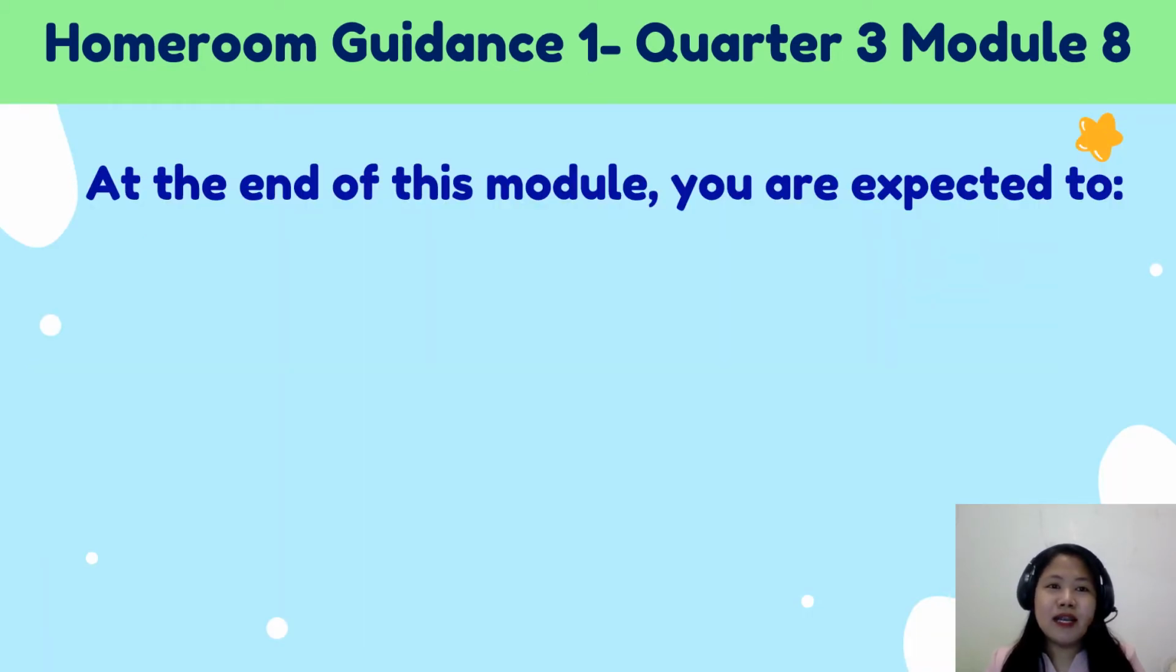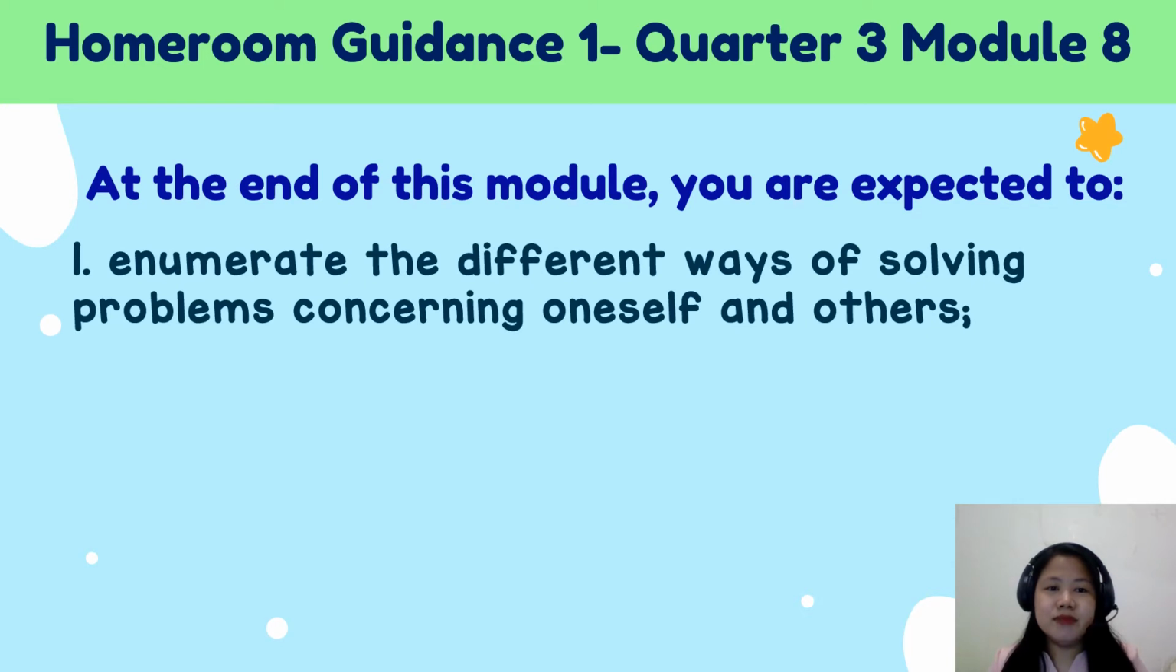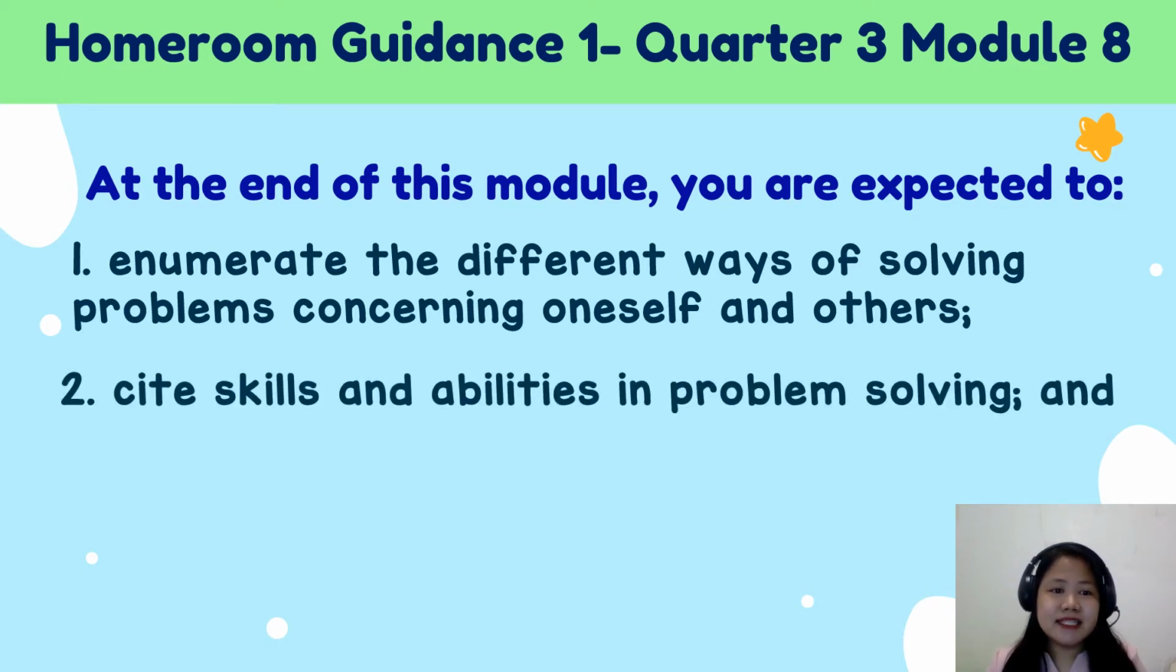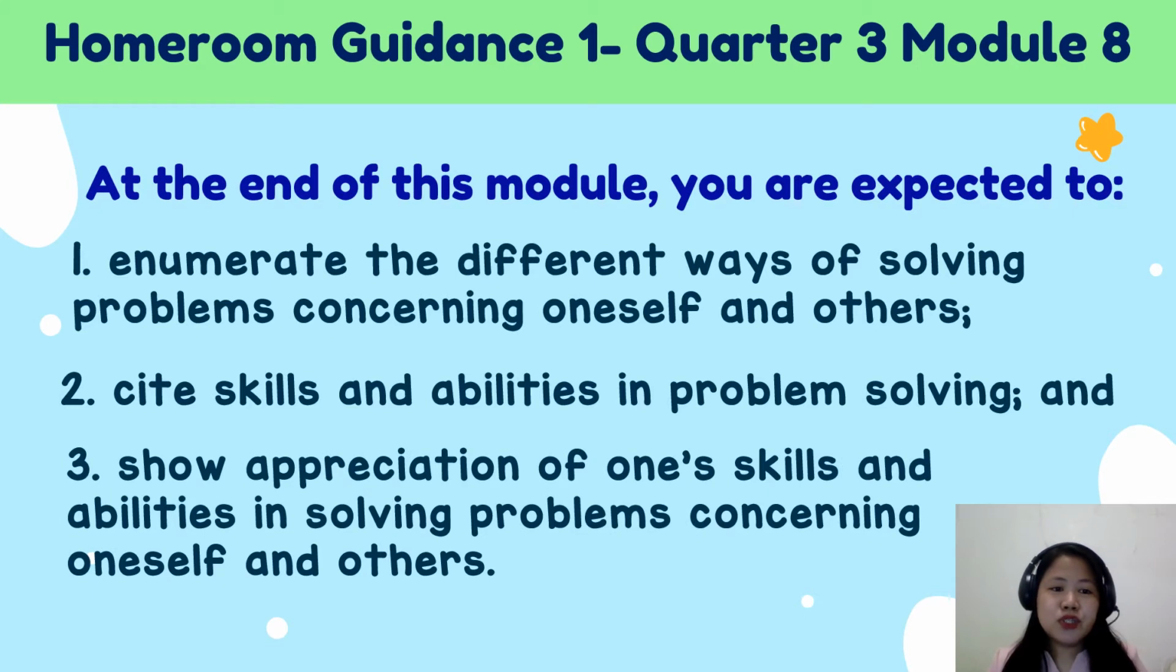And for our lesson objectives, at the end of this module, you are expected to, first, enumerate the different ways of solving problems concerning oneself and others. Second, cite skills and abilities in problem solving. And lastly, show appreciation of one's skills and abilities in solving problems concerning oneself and others.